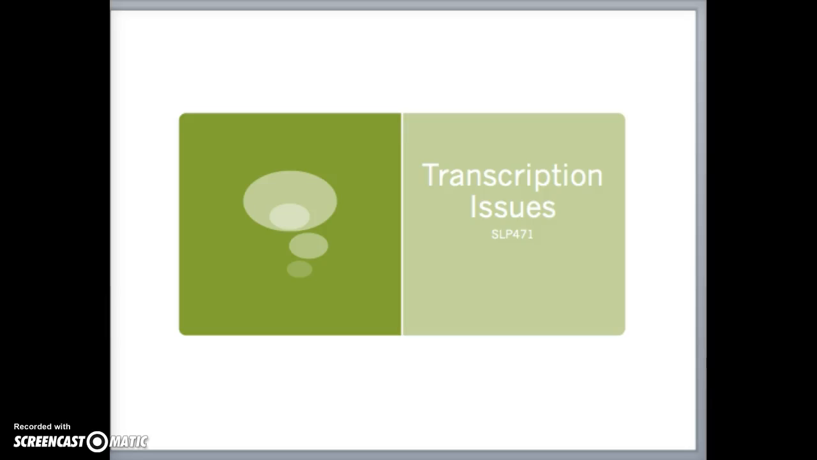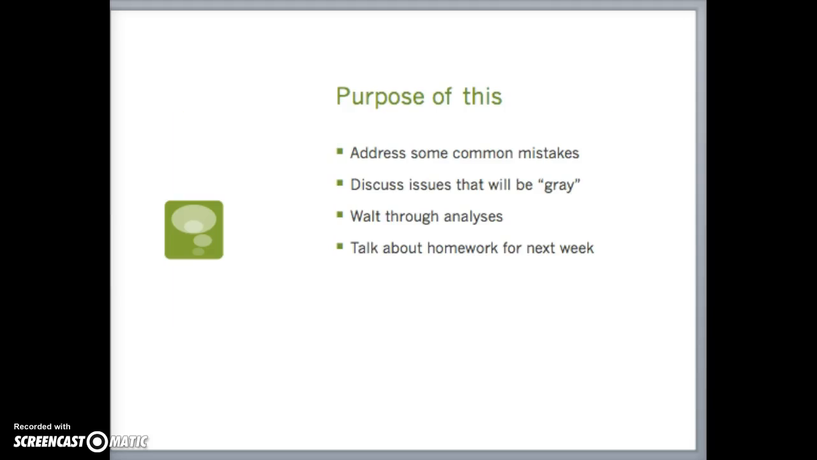Hi, I'm going to go over just a couple of transcription issues that we've had recently on the last homework and make sure that it's understandable what's going on and any changes that need to be made with those. So again, I'm going to address some common mistakes, talk about just a few things that are sometimes in the gray area, just to let you know that those are going to be a little less clear and you may have differences between you and classmates.